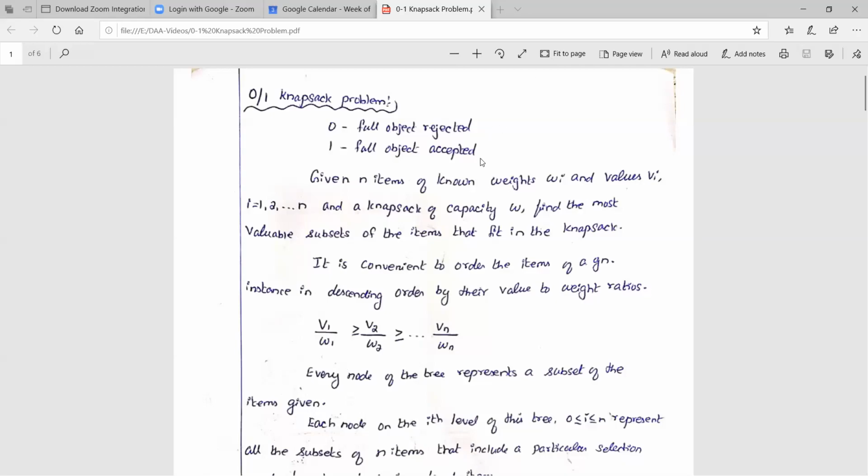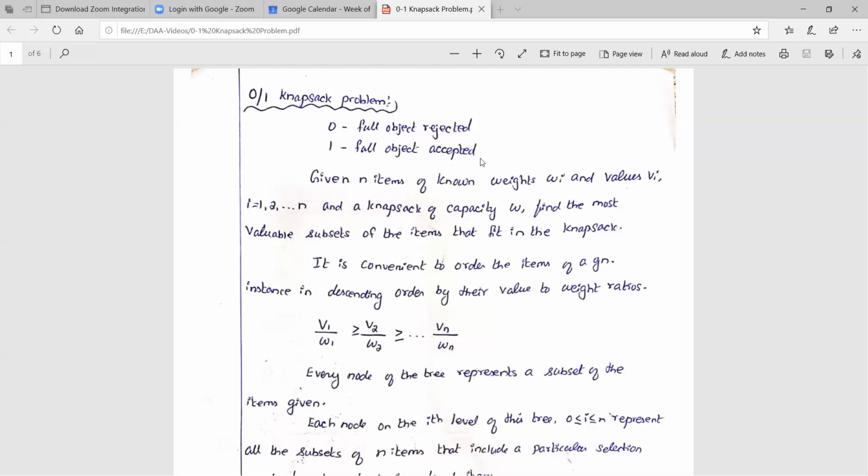Okay, today we will see the topic 0/1 knapsack problem. We've already seen this topic in the third module, using the greedy method and also using dynamic programming. Now we can see the 0/1 knapsack problem using the branch and bound technique. The knapsack problem we can do in two methods.